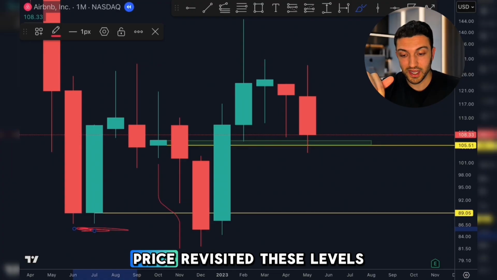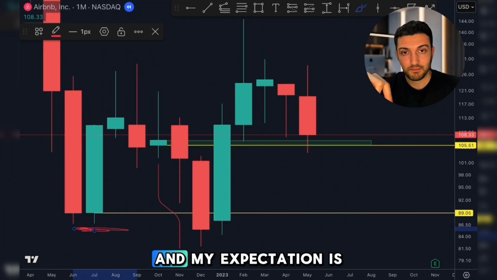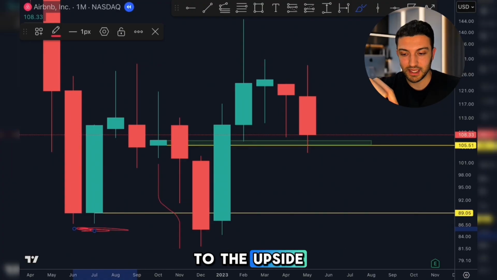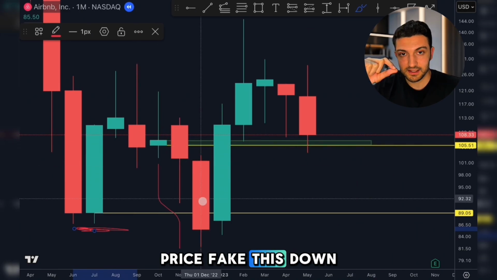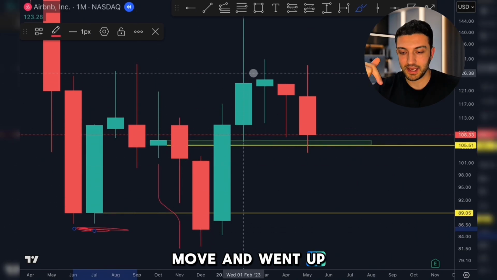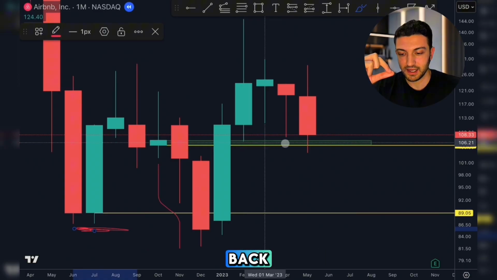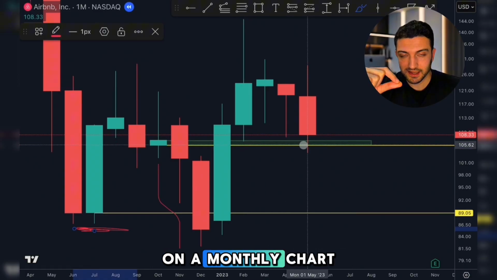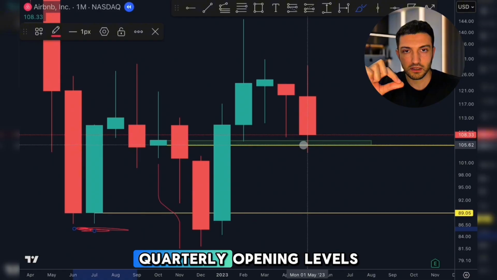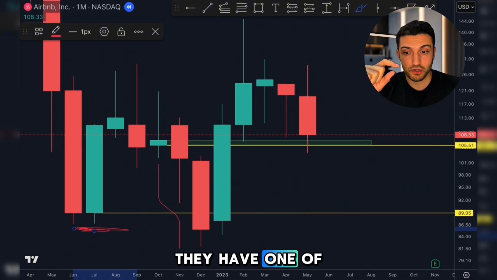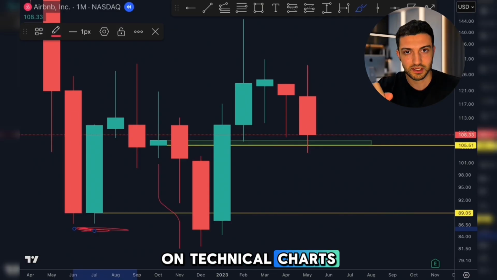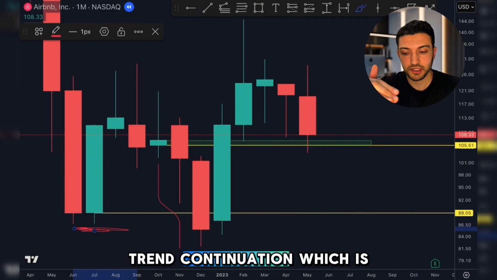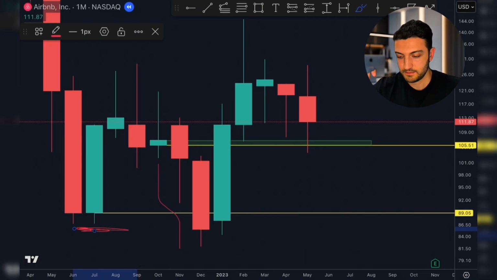As you can see, price revisited these levels, and my expectation is to the upside because previously here, price faked this down move and went up again and regained this level back. And this bullish breaker on a monthly chart, when you combine it with quarterly opening levels, has one of the strongest confirmations you can ever see on technical charts, and you can comfortably bet on trend continuation, which is up.